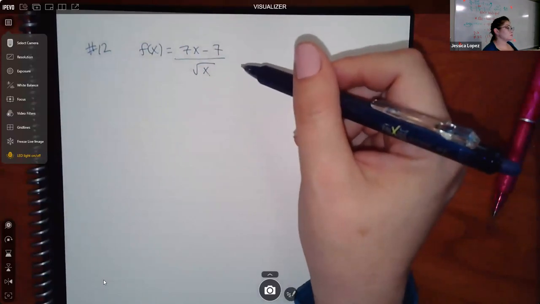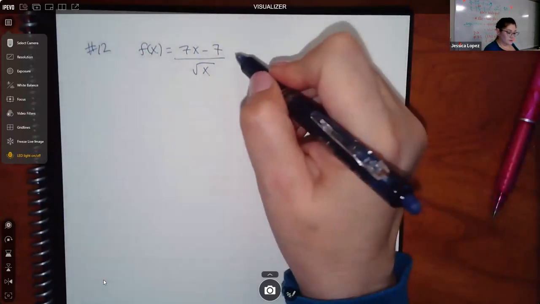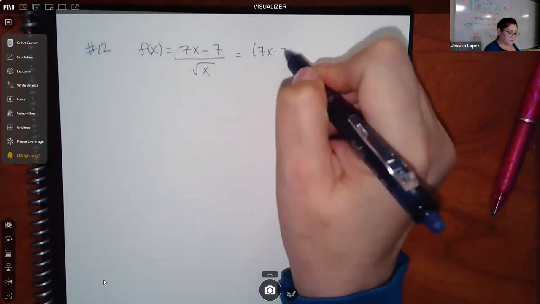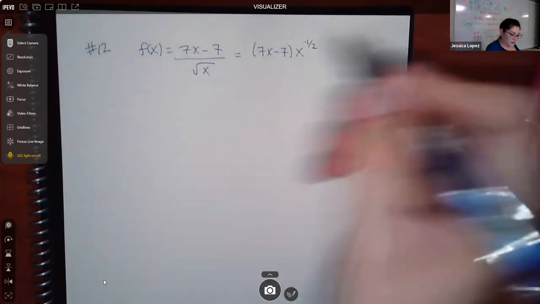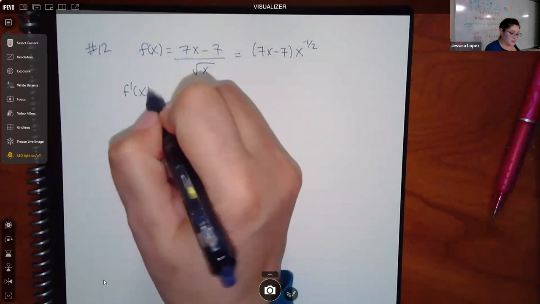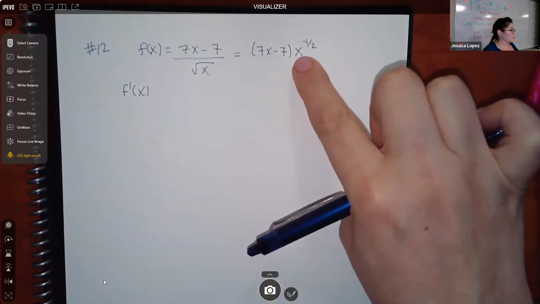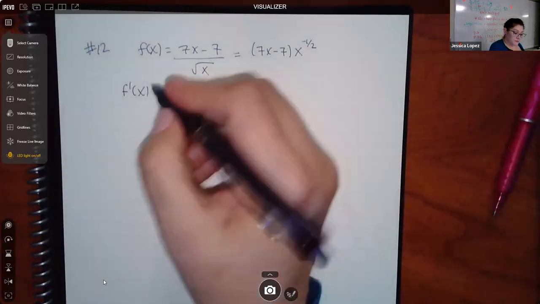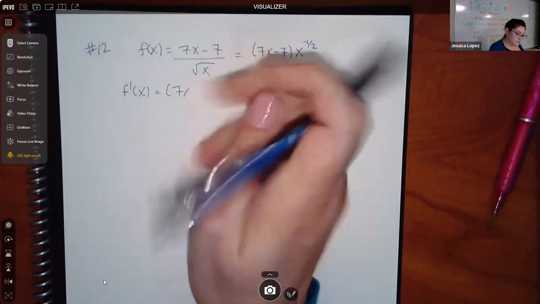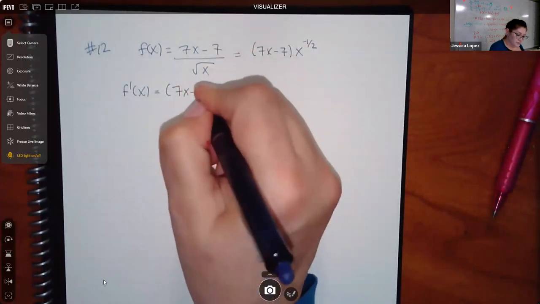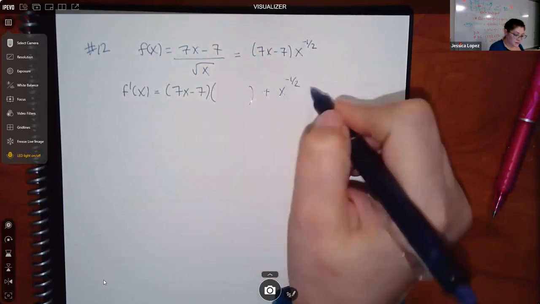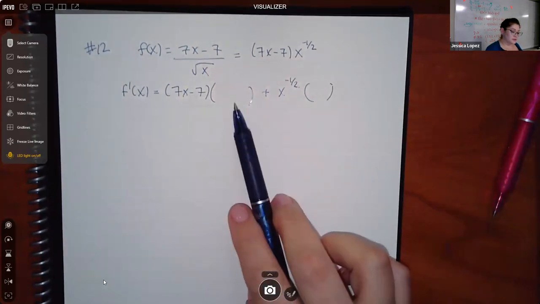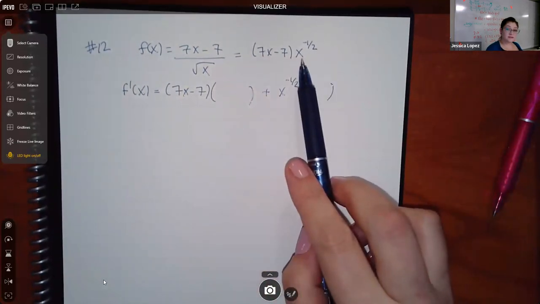Did you do a product rule? Okay, you can. That would be x to the what power? Yes, x to the negative 1/2. And you can do the product rule with that because my base is just x, right? It's totally okay. So we're going to do the first times the derivative of the second plus the second times the derivative of the first. What's the derivative of this second guy?